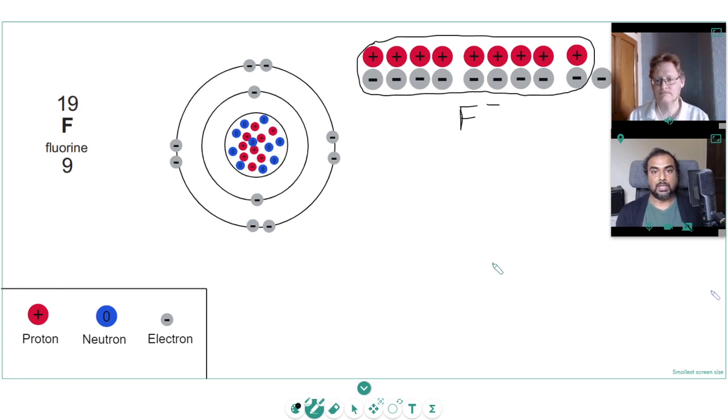Fantastic, and we'll continue this with a whole bunch of other ions and show how the electronic structure is correlated to the zero pairs and the balance and imbalance of those zero pairs.